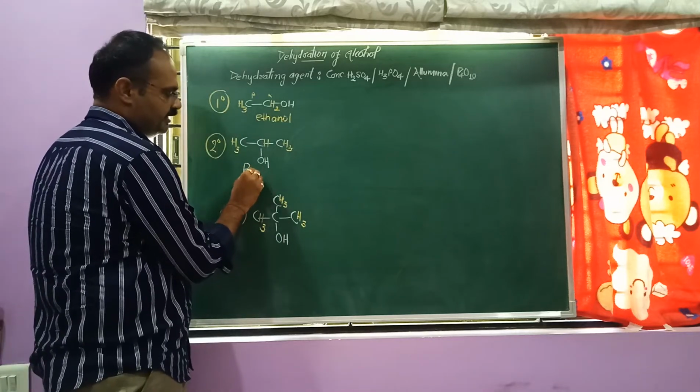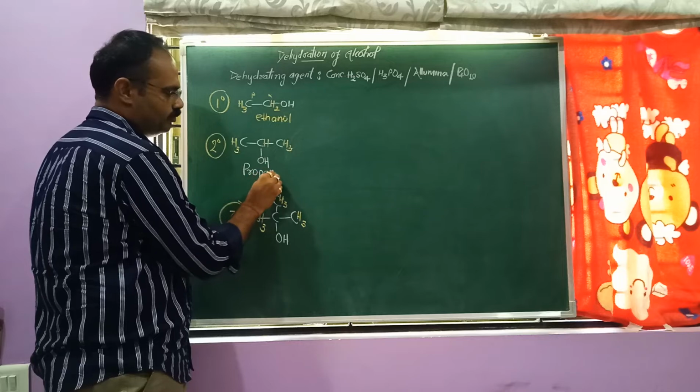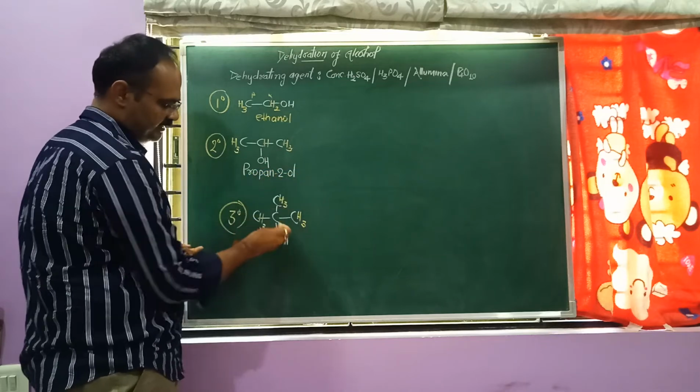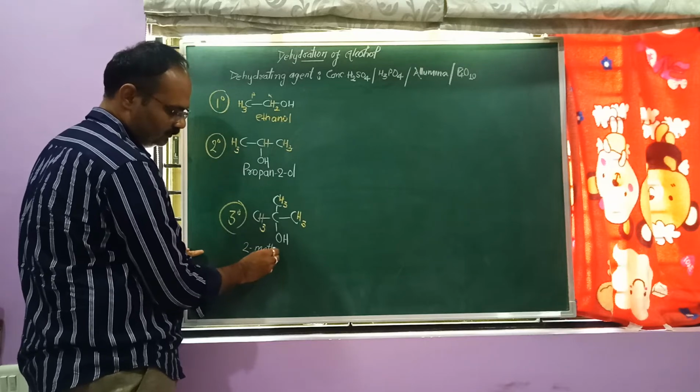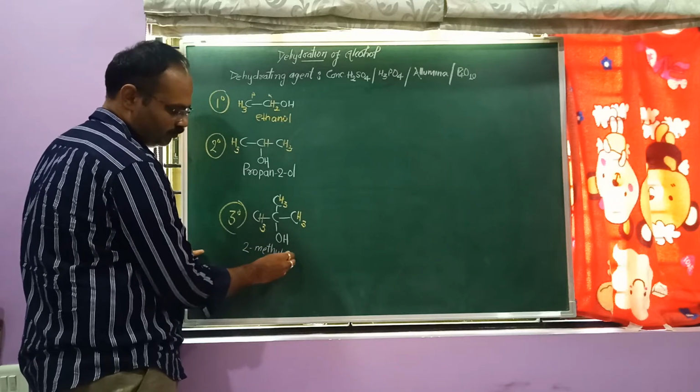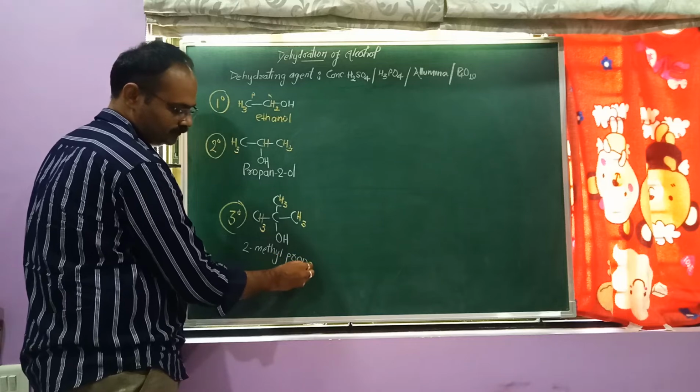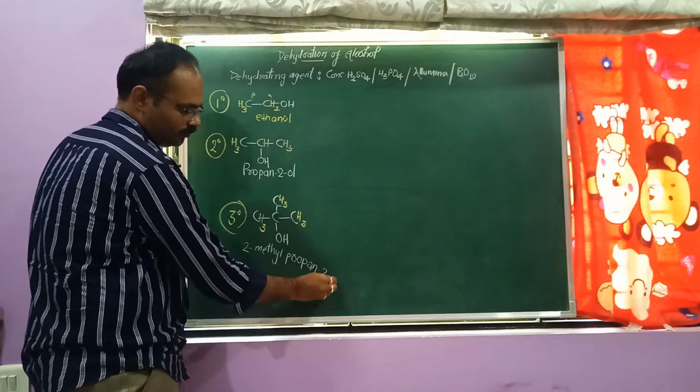IUPAC name of the 2 degree alcohol is propane-2-ol. And here it is 1, 2, 3. 2-methyl propane-2-ol.